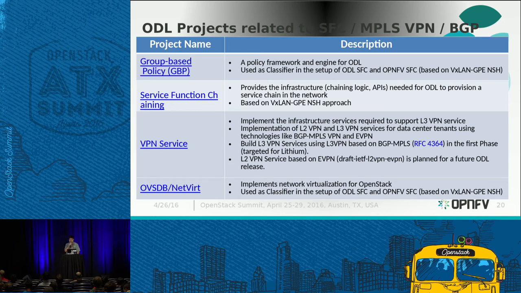That's been the back-end implementation of the service function itself. And the VPN services also provide APIs to create different types of VPNs, including L3 VPN and L2 VPN. And OVSDB, the network project, as the opinion just mentioned, will be used to implement those virtual functions, and also can be used as a classifier in the setup of the service function chaining and in the demo.